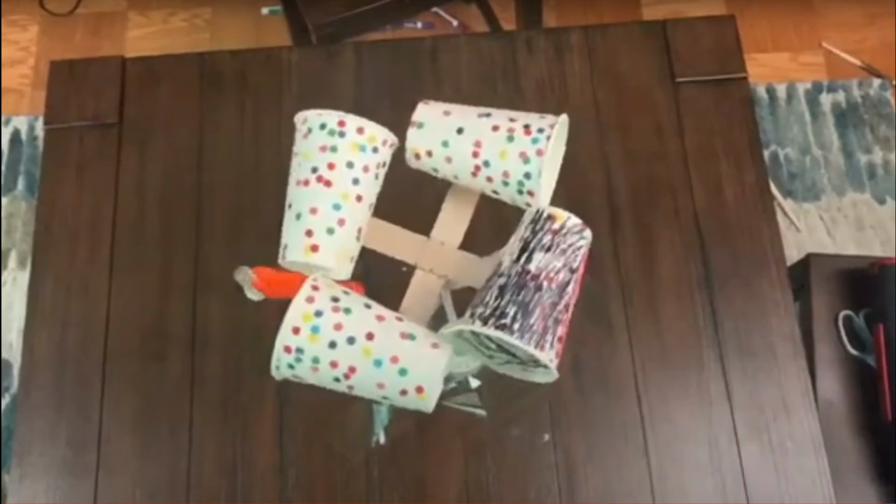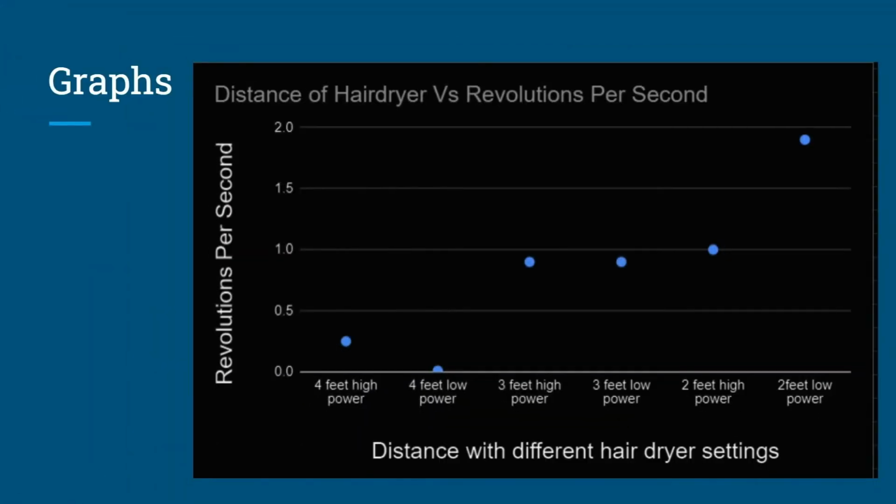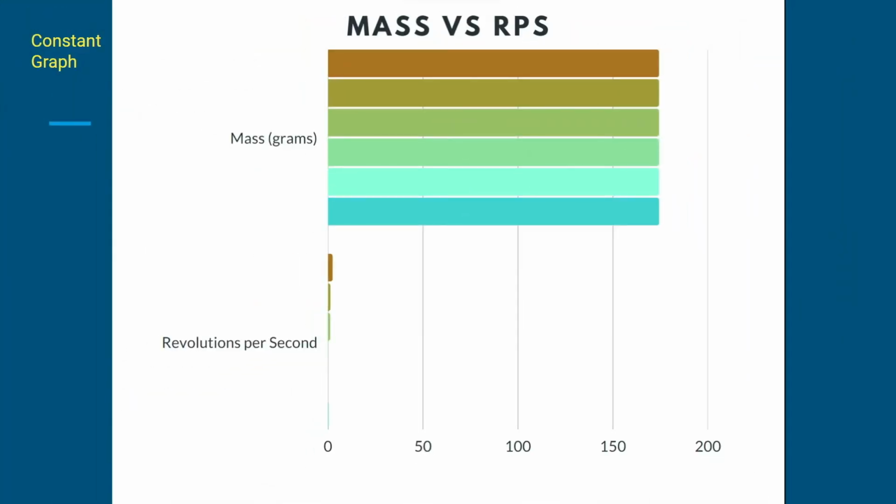pushing it forward. After the 6 trials, the graph displayed here represents the results of the trials. As you can see, the 2 feet with low power had the highest revolutions per second, coming in at around 2. This graph, which is the constant graph, represents the mass versus revolutions per second. The mass in this lab was constant and was controlled at 174 grams.